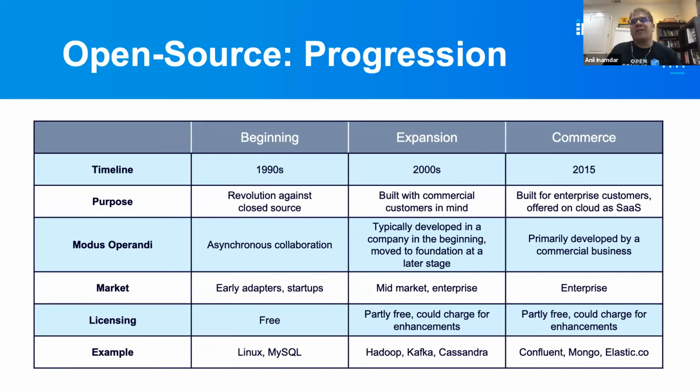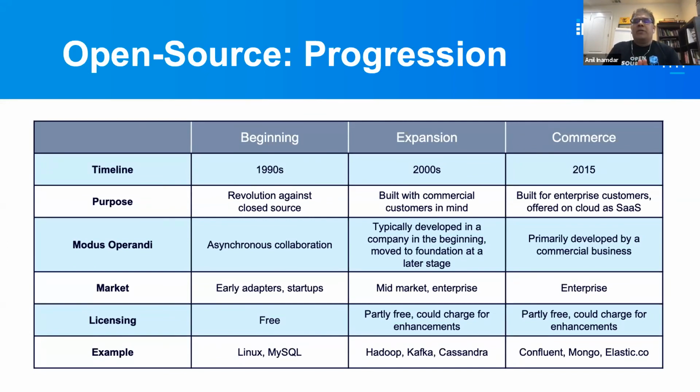The next wave started somewhere around 2000. These dates are approximate. I'm calling it expansion. The software in this case was built with commercial customers in mind. It was typically developed in a company in the beginning and was later moved to, say, a foundation. Hadoop was started at Yahoo, Kafka at LinkedIn, Cassandra at Facebook. The core software was free, but several vendors started offering enhancements and could charge licensing fees.